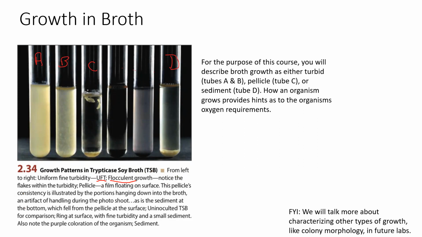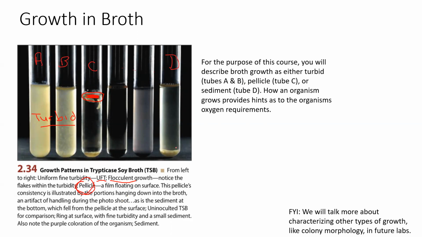But for the purpose of this class, we are going to keep it more simple. And we're just going to say that both tubes A and B are turbid. Okay, there's growth all throughout the tube. Okay, so that's what we're going to say to describe the growth for tubes A and B. Now with tube C, the growth is only at the top. Okay, this is not my favorite picture because it looks like it's falling into the media, but normally there's growth only up here at the top, and that's called a pellicle growth, okay, pellicle.